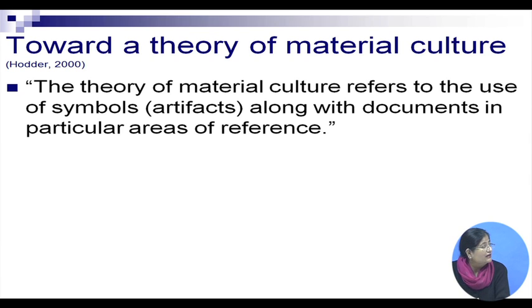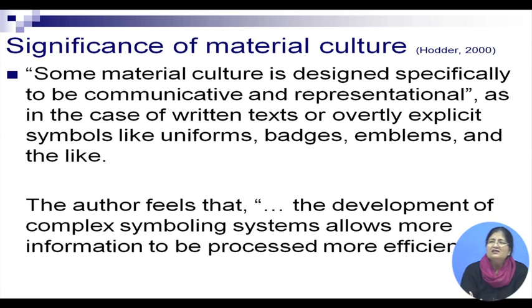The theory of material culture refers to the use of symbols or artifacts along with documents in particular areas of reference. So, how these symbols or artifacts are used along with the documents within the particular areas of reference is the theory of material culture. How is material culture expressed? Some material culture is designed specifically to be communicative and representational. For example, in the case of written texts or overly explicit symbols like uniforms, badges, emblems and the like.